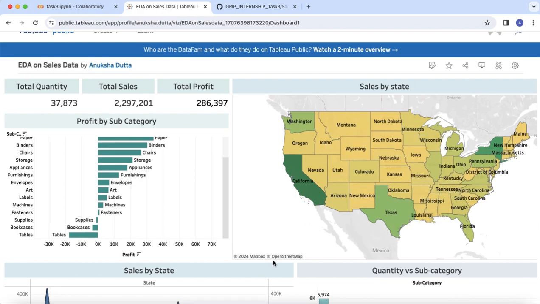The second chart is a map of sales by the states. This chart shows the sales in the different states of the US based on color code. The greener the color of the area, the higher the sales. Hence we can see that the sales are highest in California, followed by New York, and then so on.